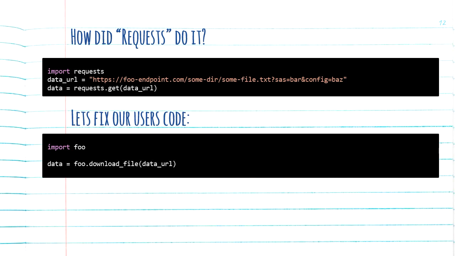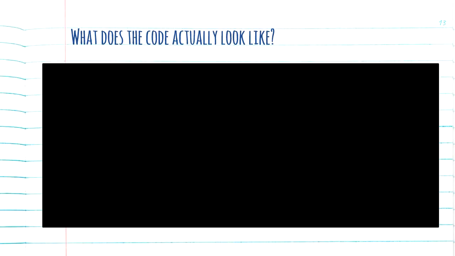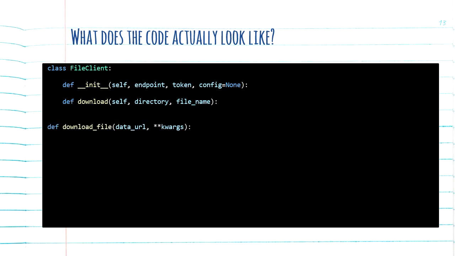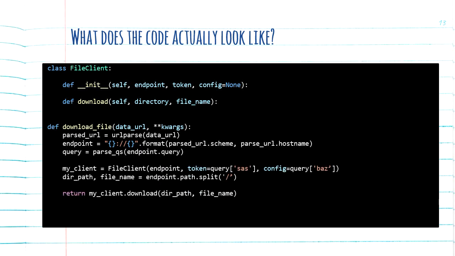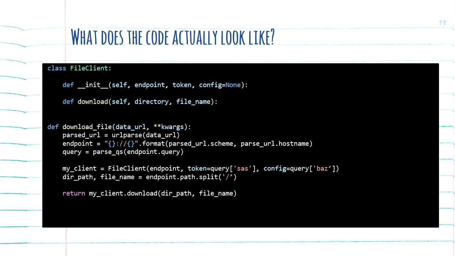Import foo.download file. So what does this code look like now that we have to write this into our SDK? Well, we still have our file client. But now we have a module level function called download file. And what does this function do? Exactly the same code that we were previously requesting that our users write. But now we've taken that burden, we write the tests, and we've given our users a simple and easy to use experience. And we've taken away the complexity of using that file client.